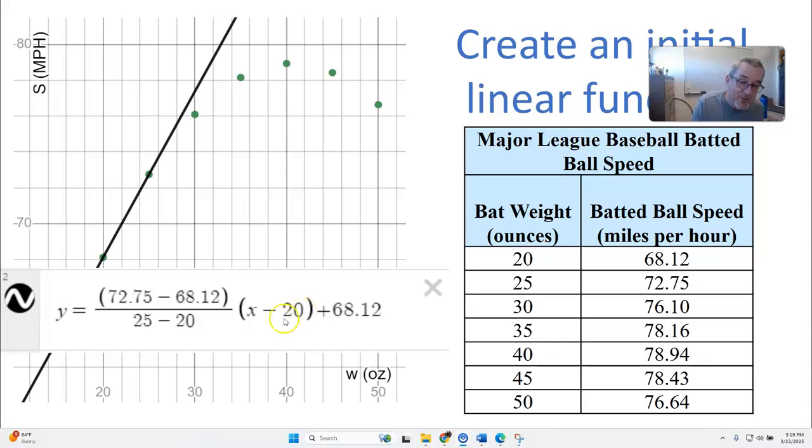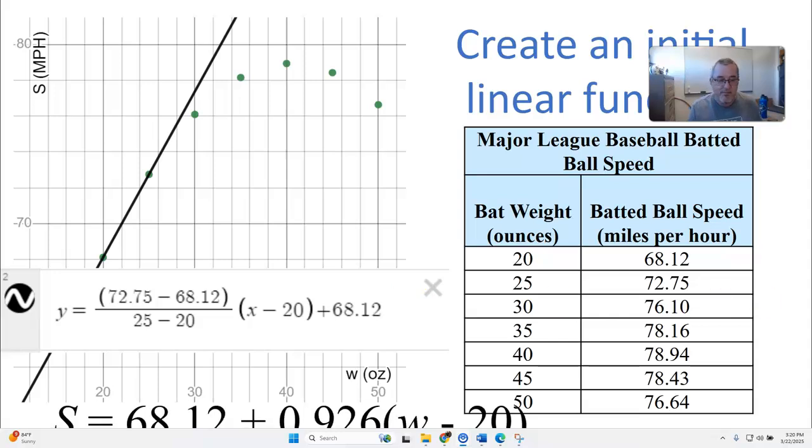So we have to do x minus 20. Now why? Watch this. When x is 20, 20 minus 20 is 0. Zero of those rates of change would all be 0. You'd be left with the 68.12, which is exactly what I want. That is, when x is 20, I want an output of 68.12. Without that x minus 20 there, I wouldn't get the right output for an input of w equals 20.